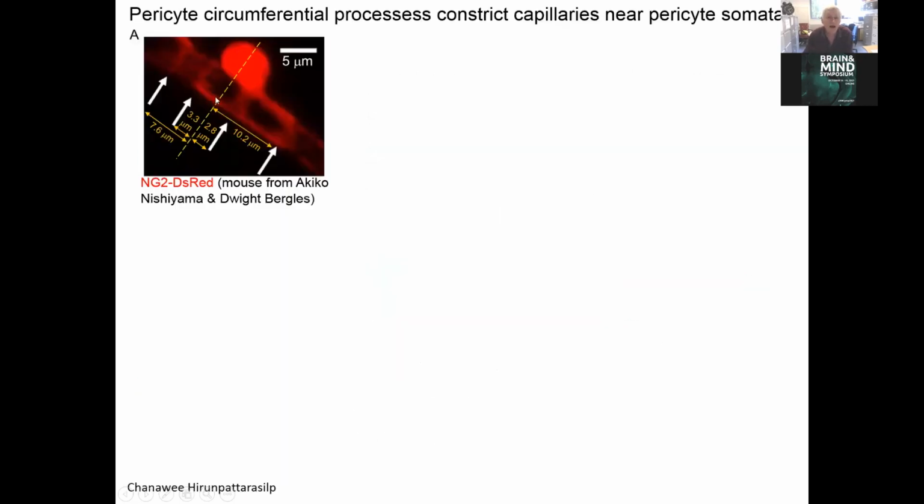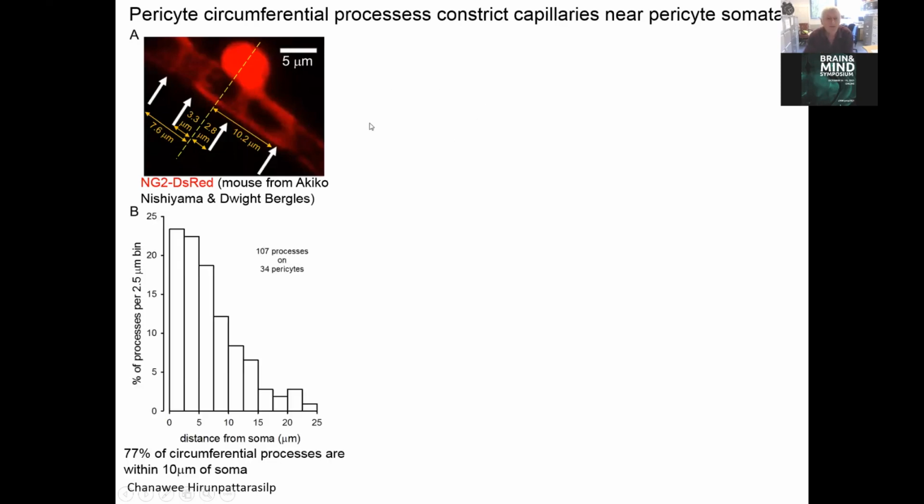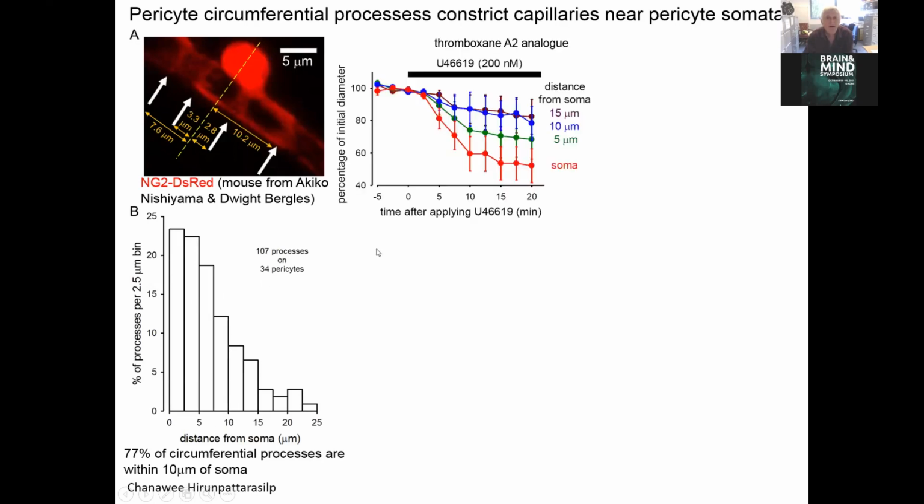Well, if you take mice in which the pericytes are labeled fluorescently, you can see these fluorescently labeled processes going along the capillary and also around the capillary. And it's only the circumferential processes which can adjust the diameter of the capillary. So if we count the number of those processes, you find that nearly 80% of them are within 10 microns of the soma. And that means that if you apply a constricting drug in this brain slice, then you get a big constriction near the soma, but only a small constriction further away.